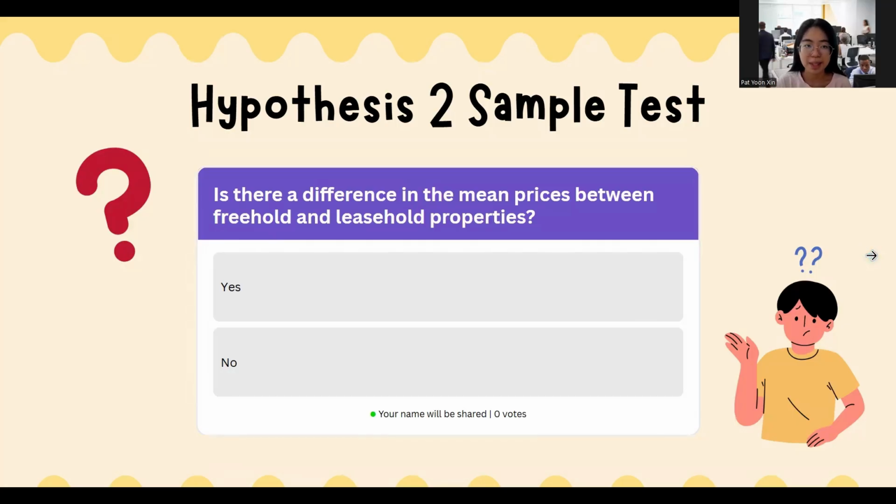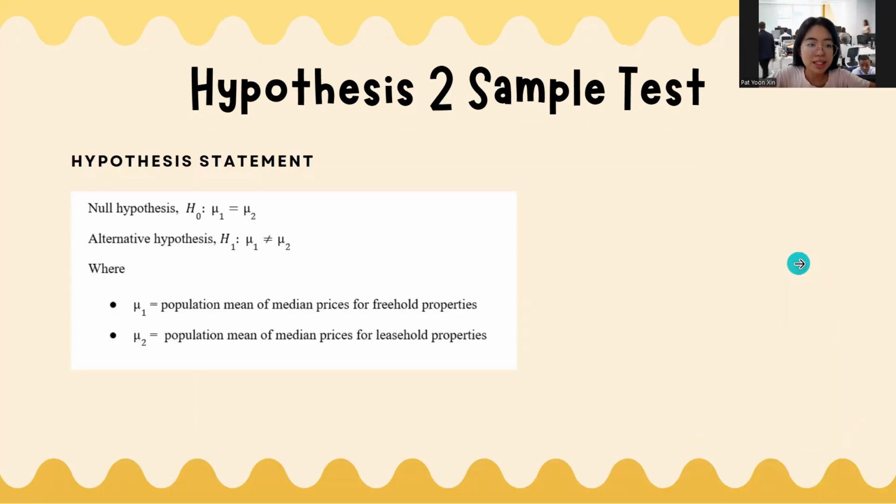Well, I would like to explain about the hypothesis 2 sample test in our project. We have conducted this test because we want to find out if there is a difference in the mean prices between freehold and leasehold properties. So the hypothesis statement for this test is that the null hypothesis is mean 1 equal to mean 2, where mean 1 is the mean of the median prices for freehold properties, while mean 2 is the mean of median prices for leasehold properties. The alternative hypothesis is mean 1 is not equal to mean 2.